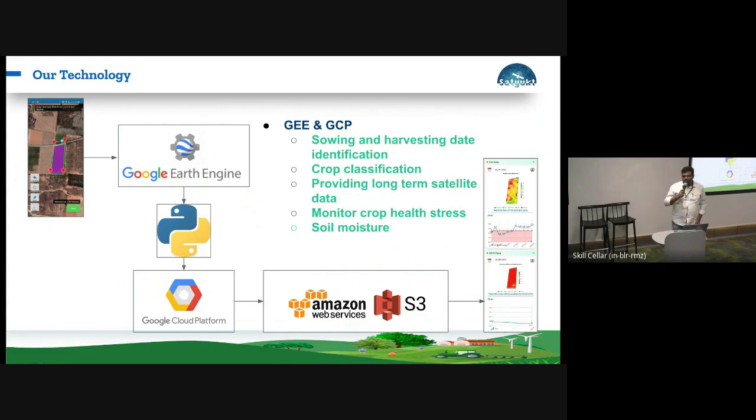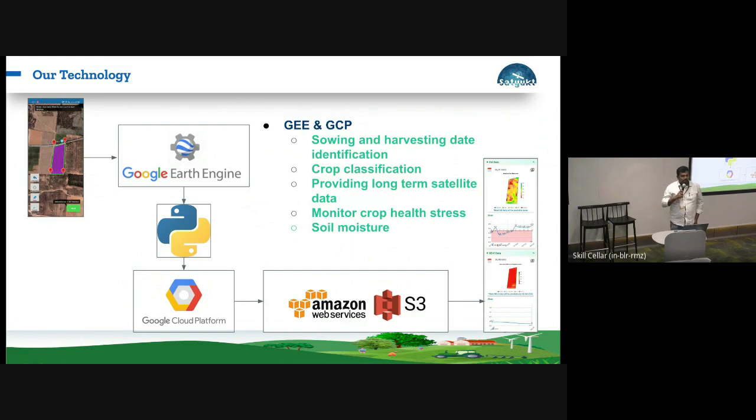We have a GCP which is in our system. So when the farmer has to geotag their farm boundary, like you are seeing on the screen, once the farm boundary is given, we have Python code which uses Google Earth Engine to fetch the data and deliver it through the front end. For this, we are using other cloud services also.